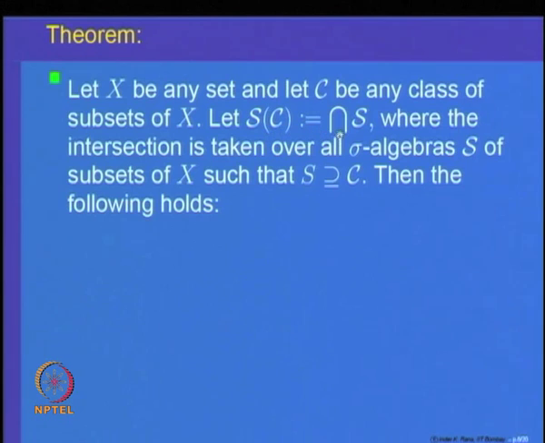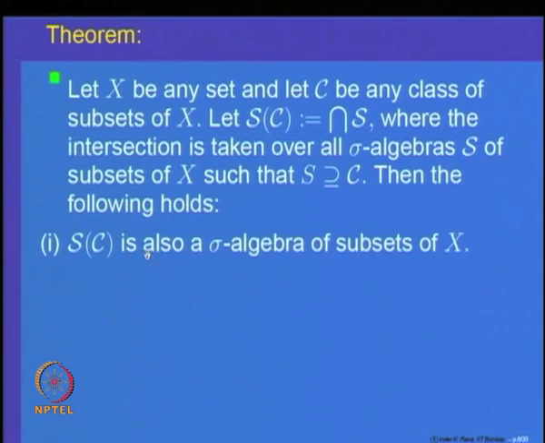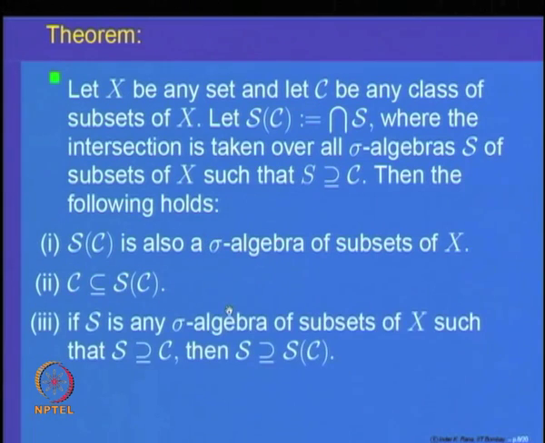Let S of C denote the intersection of all the sigma algebras S of subsets of X which include C. Then the claim is that this collection S of C is a sigma algebra of subsets of X. It includes the class C and it is the smallest. So, that will show that given a collection C of subsets of a set X, you can always find a sigma algebra of subsets of X which includes C and which is the smallest. Let us check these three properties one by one.